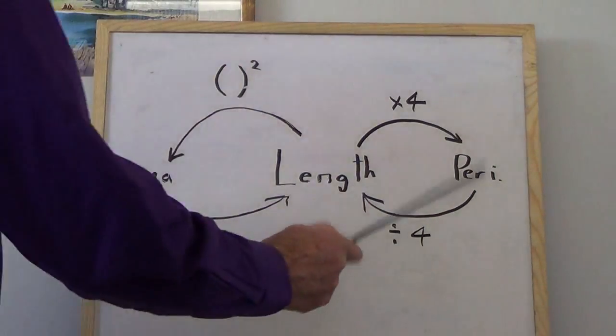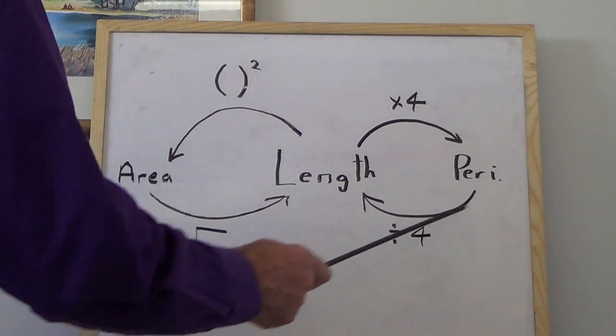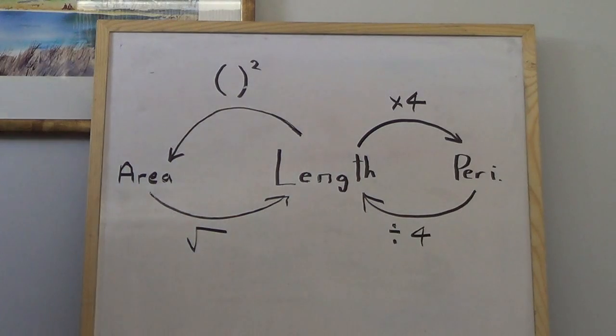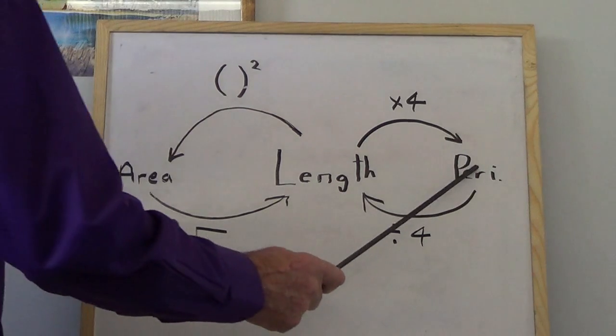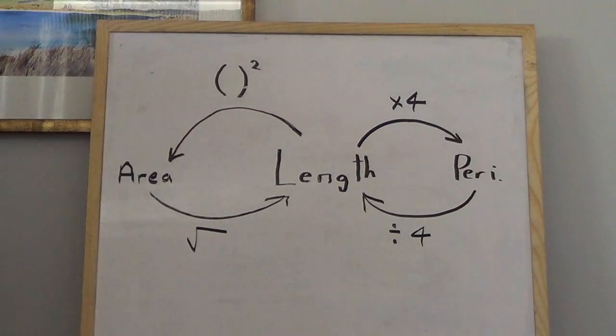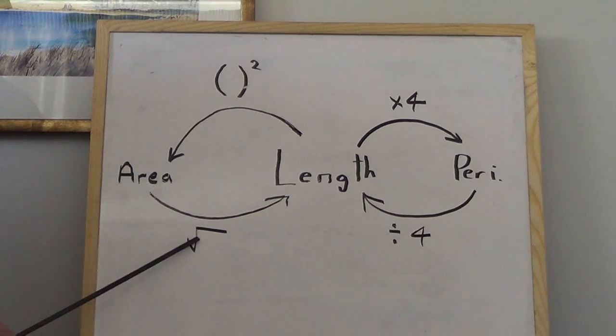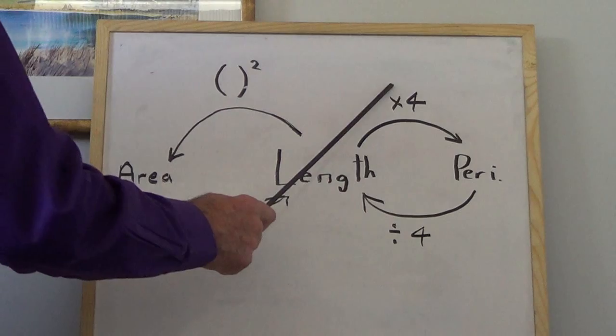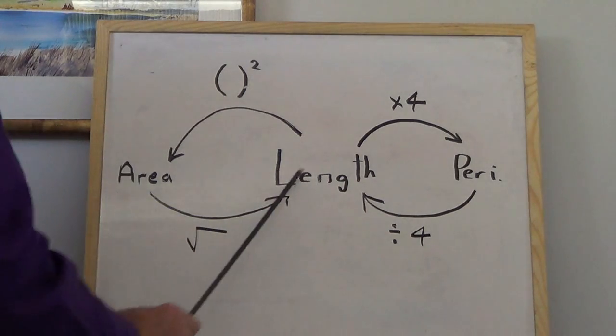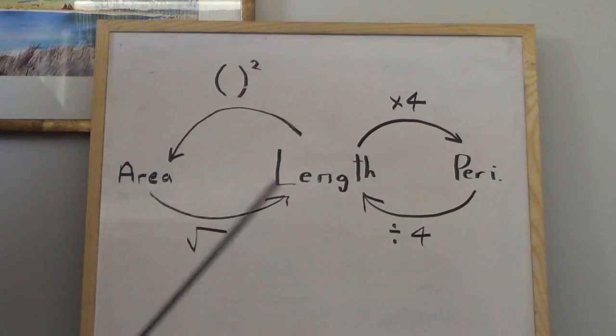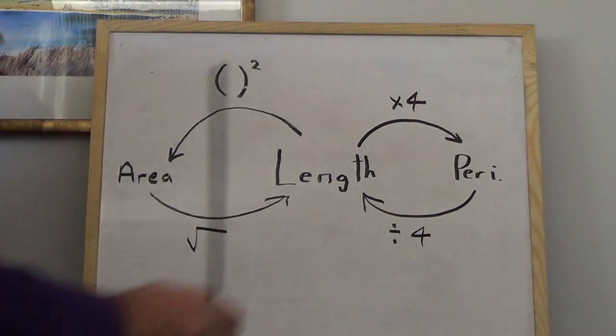And if we have the perimeter, we want to work out the length, we just divide it by 4 and we get the length. However, if we want to go directly from area to perimeter, we should work out the length first. That's the smart thing to do. So if you find what the area is, take the square root, you find the length, and then times the length by 4, and you get the perimeter. You go this way, from here to here, and then over to there. All right? Now, that's the quick teaching bit.